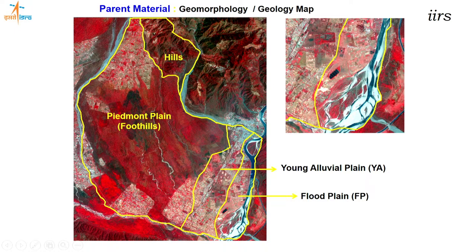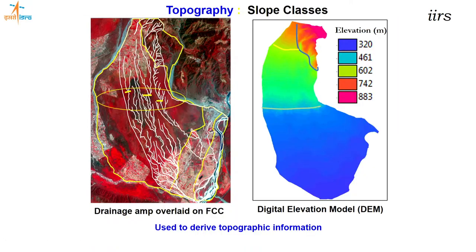And so you first prepare the parent material map, that is called geomorphology map or geology map. Now I will go for the second, to see the topography. How I can see the topography? I can see with the help of this DEM also, 1, 2, 3 and 4 divisions I can see.